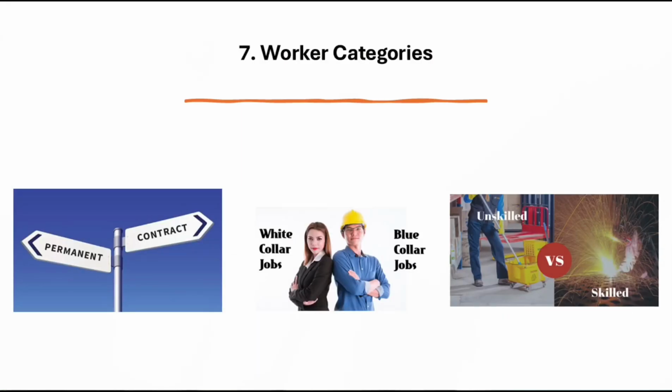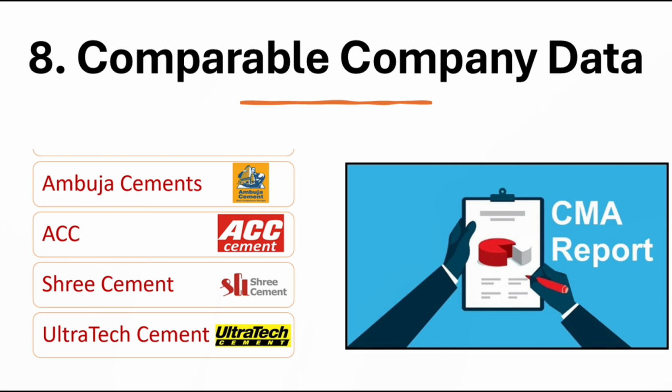A proper LTS benchmarking exercise should clearly differentiate employee categories as wage structures, benefits, productivity expectations, and union coverage often vary significantly across groups. Blue collar versus white collar employees, contractual versus permanent workers, and skilled versus unskilled labor. Point number 8, comparable company data. Use benchmarking data from ACC, Ambuja, Ultratech, and Shree Cement. Industry reports from CMA, which is Cement Manufacturers Association, or CMIE, or consultancy reports from EY, Deloitte, or PwC.